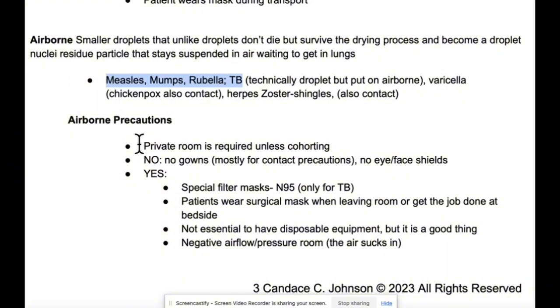And what will that be? Well, they're in a private room unless they are cohorting, with cultures or otherwise verified, lumbar puncture or whatever is needed to verify that they both have the same pathogen. You can cohort them in a room. All right. Gowns are not needed. That's mostly for contact. Gowns are not needed with airborne. Eye and face shields are not automatically needed. Again, of course, unless it's required for your standard or universal precautions, okay?